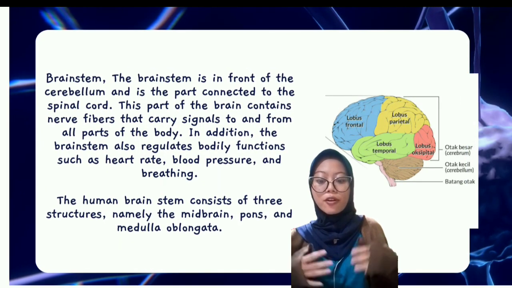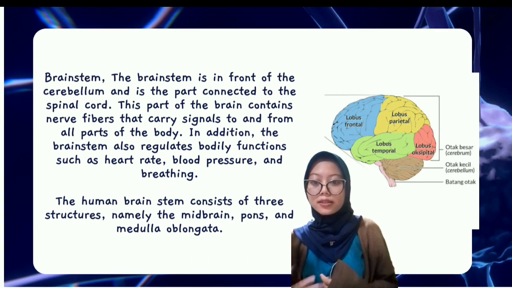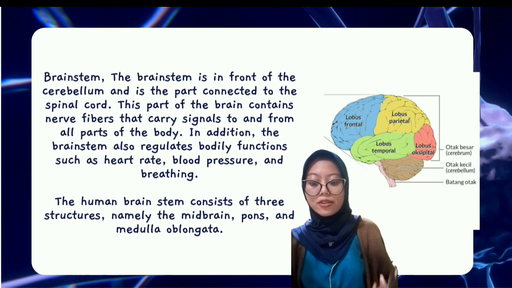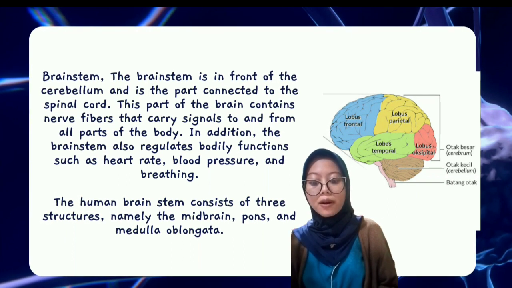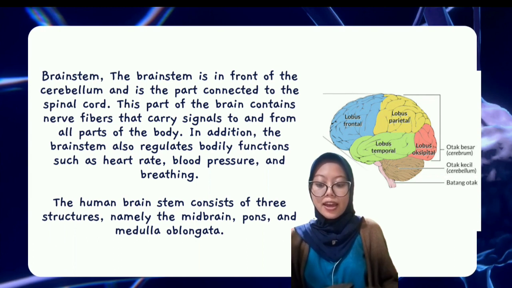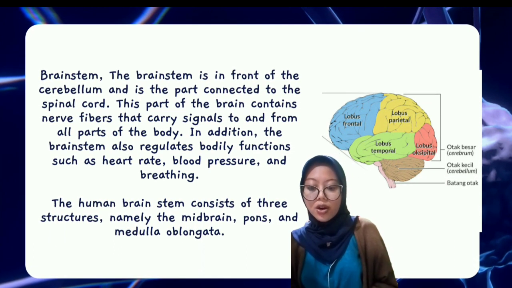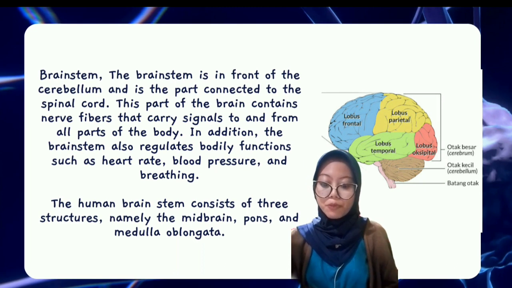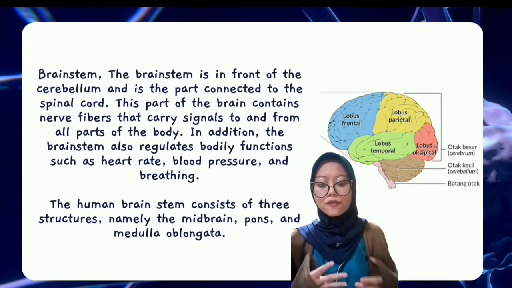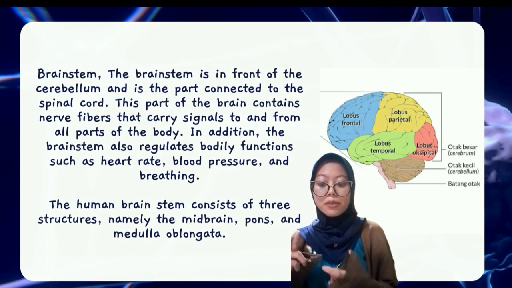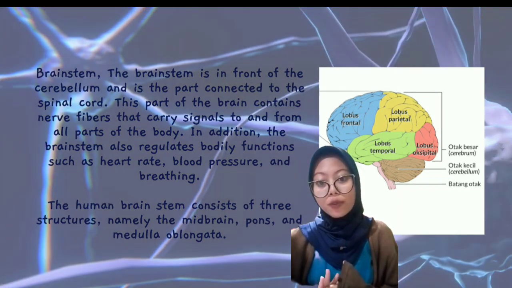Brainstem is in front of the cerebellum and is the part connected to the spinal cord. This part of the brain contains nerve fibers that carry signals to and from all parts of the body. In addition, the brainstem also regulates bodily functions such as heart rate, blood pressure, and breathing. The human brainstem consists of three structures, namely the midbrain, pons, and medulla oblongata.